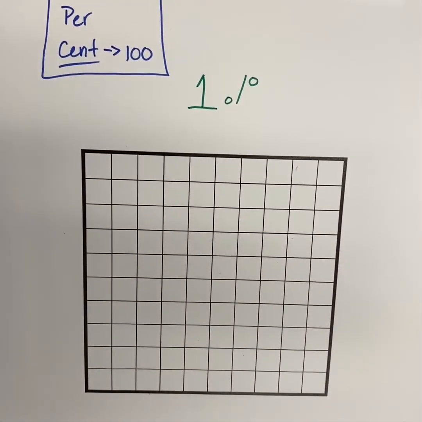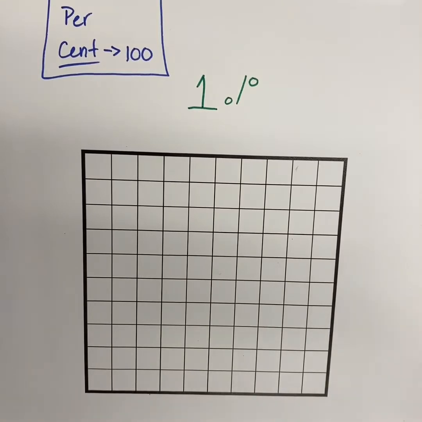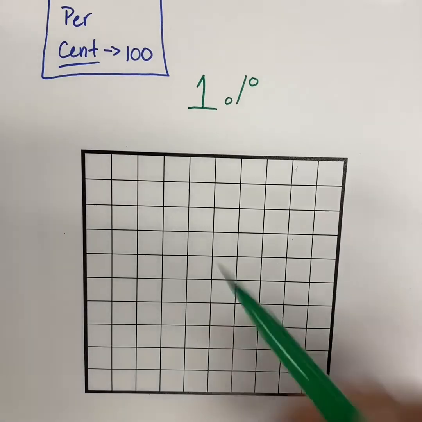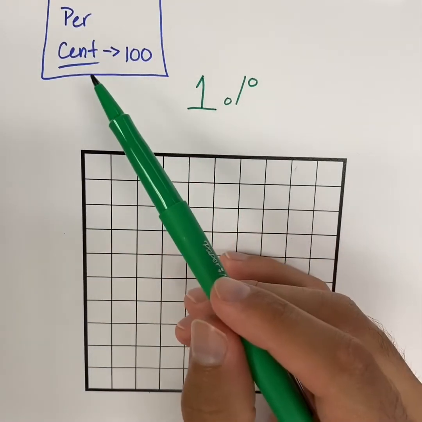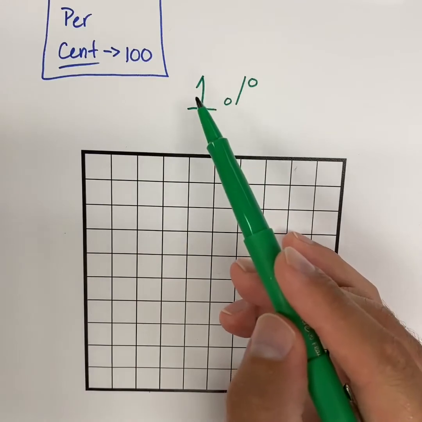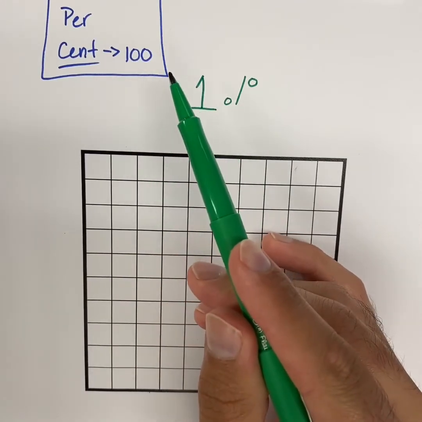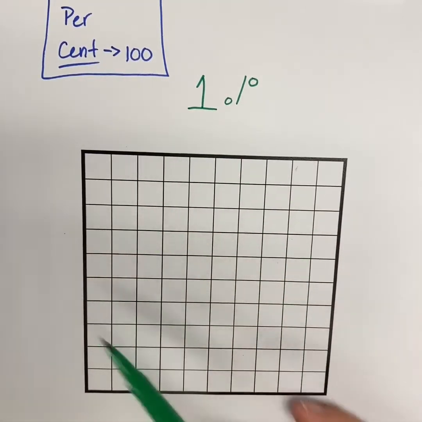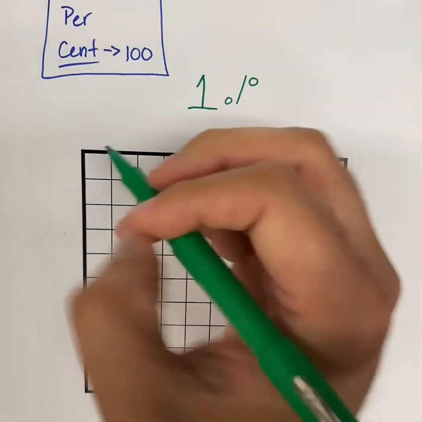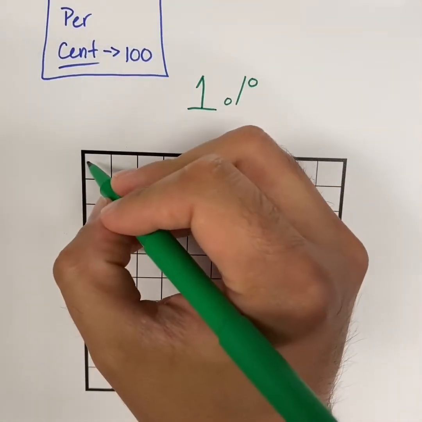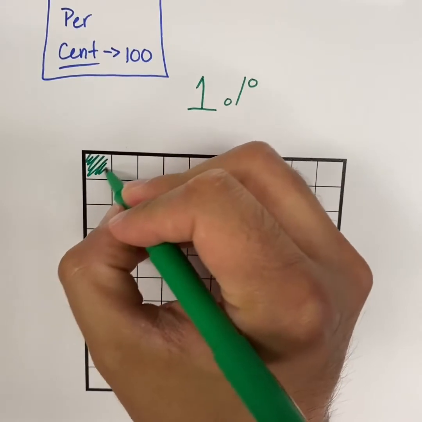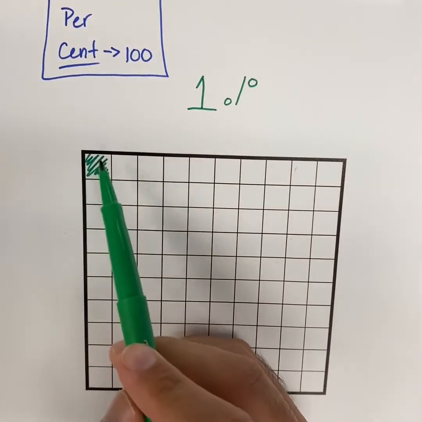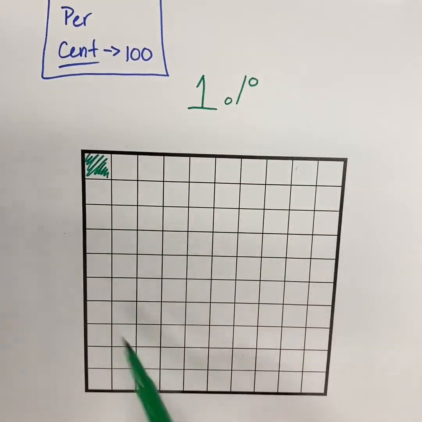So in our first example, we are going to show 1%. If we're looking at what 1% actually means, and we look at that definition we came up with, per 100, we would have 1 per 100 squares. So if I had 1 out of the 100 squares that are here, I would just have 1, and I'm going to choose the one in the corner. I'm going to shade this in. This would be 1% of this entire whole.